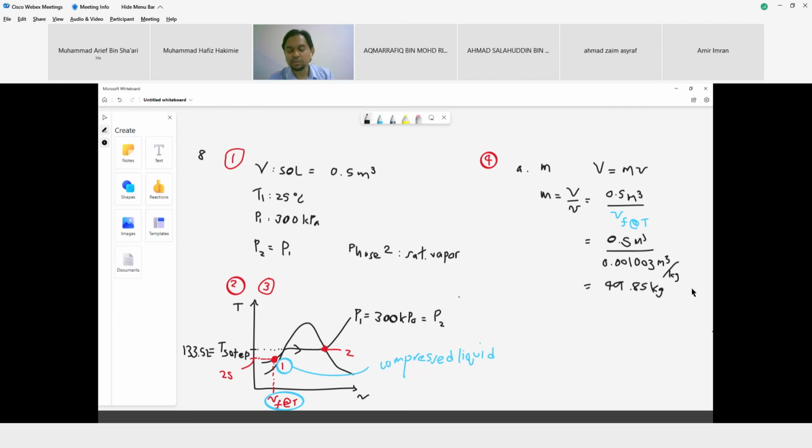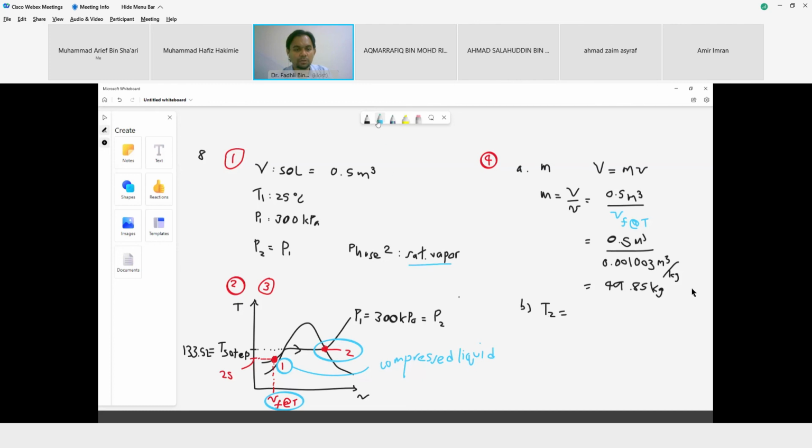Okay. Sama saja seperti yang kita buat soalan nombor 5 tadi. Cuma lainnya situasi saja. Okay. So ini untuk A, untuk B. For B, what is the final temperature? Final temperature is T2. Kita dah tahu tadi, this is 2. The phase is saturated vapor.